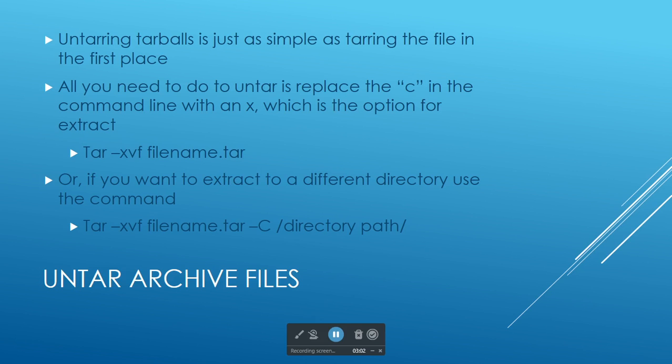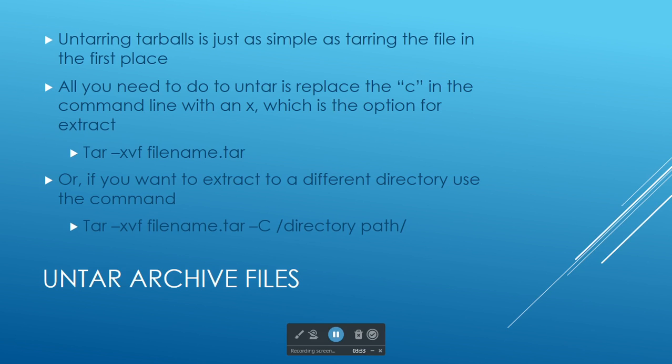Untarring tarballs: if it's a .tgz, it is extracting it. If it is not, it is just removing it from being an archive. It's just as simple as doing it. All you have to do is change one letter in the command line. All you need to do is replace the C, and it changes from creating an archive to either extracting the compressed archive or taking it out of an archive.